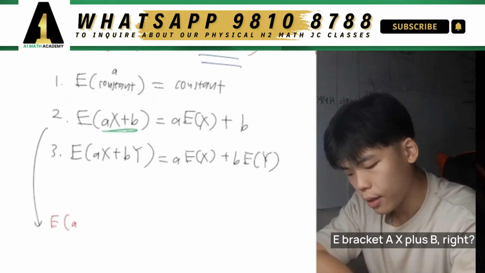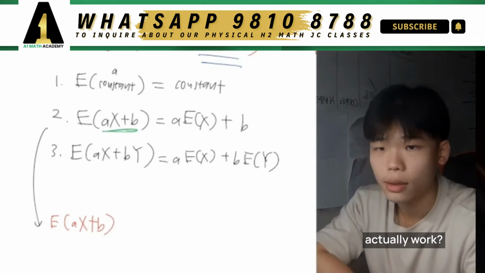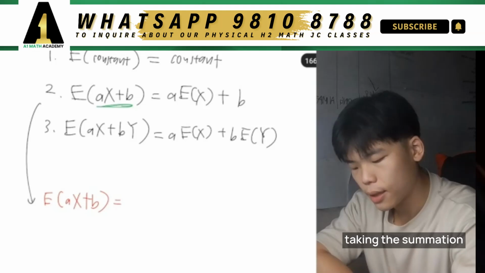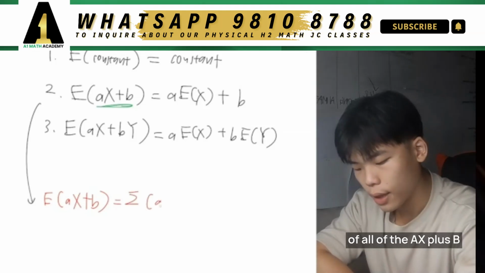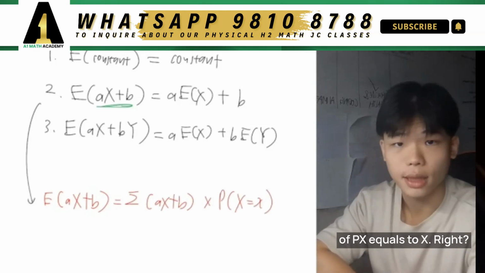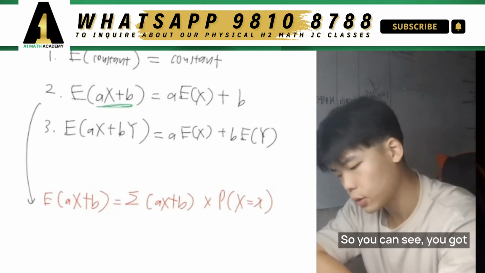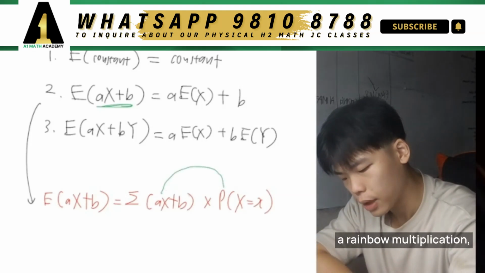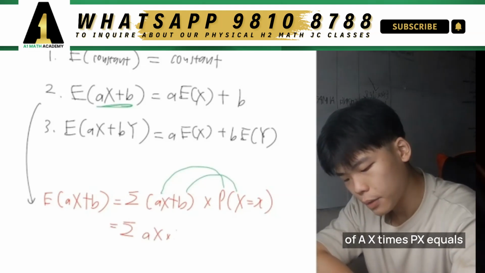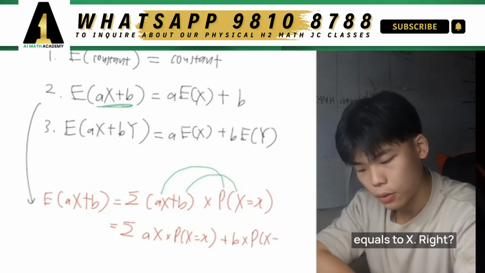E[aX + b], right? How does this concept actually work? If we were to use the formula I introduced earlier, it'll be taking the summation of all of the (ax + b) values multiplied by the associated probability P(X = x), right? And then from here, what we can do is expand it. So you can see you got your rainbow multiplication. It'll be as good as taking the summation of ax times P(X = x) plus b times P(X = x), right?